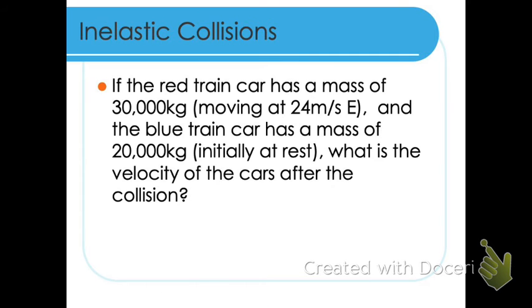So this one, here's our red train, blue train. So if the red train has a mass of 30,000 kilograms, moving 24 meters per second east, and the blue train has a mass of 20,000 kilograms and it's at rest, what is the velocity of the cars after the collision? So let's try to think out loud with this before we even get to the math. Do we envision these cars continuing to move after the collision, or is it going to be just hit it and come to a stop?